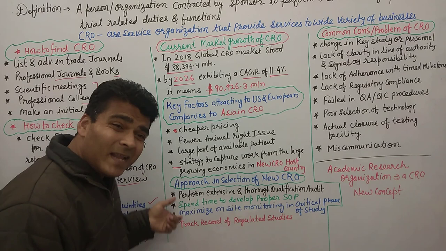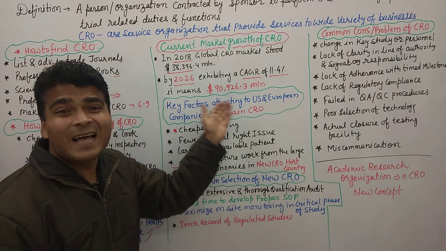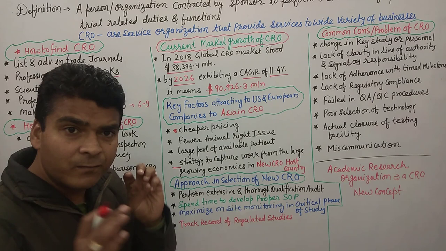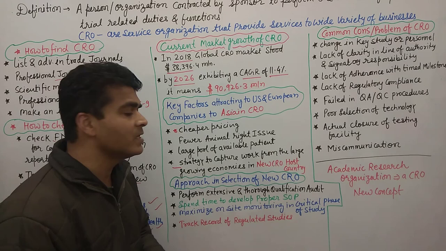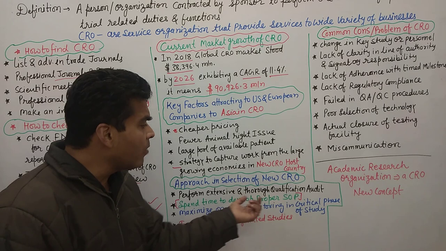Then what approach should a company take in the selection of a new CRO? Whenever a company is selecting a CRO outside the US and European countries, what approach do they require? So they require four kinds of approach. First, perform an extensive and thorough qualification audit. They must do a proper audit of those new CROs, then spend time to develop proper SOPs. Okay, so they should develop standard operating procedures regarding their studies and then submit them to those CROs.